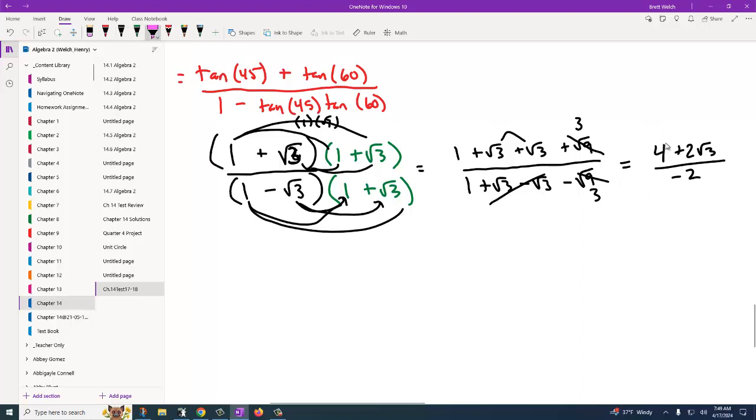The last step to these problems with tangent is always to simplify the big 3. We reduce them all. I don't like having a negative floating around in the denominator, so I'm going to divide everybody in the big 3 by negative 2. 4 divided by negative 2 becomes negative 2. 2 divided by negative 2 becomes negative 1 with a root 3, and the bottom is canceled. Okay.